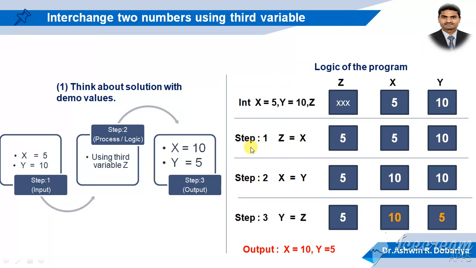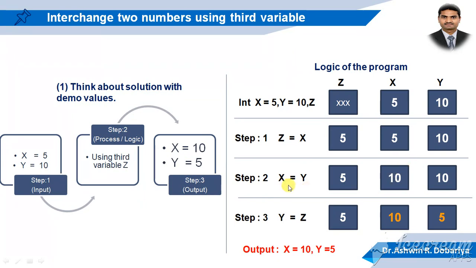Now once the compiler executes this statement, this is the internal memory structure of the variables, right? So now z becomes 5. Now we know that we have taken the backup copy of x, so now we can easily overwrite the value of y to x. So the next step is we will assign the value of y to x.